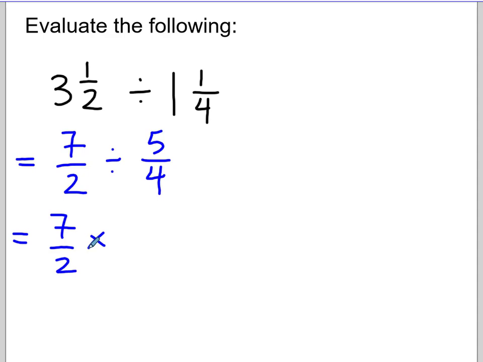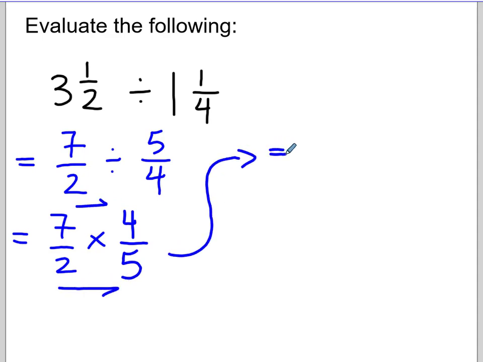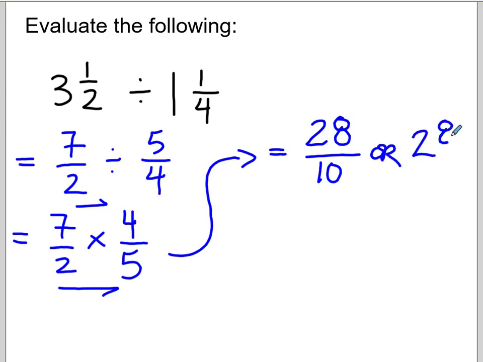So I'm switching to multiplication, and I'm changing from 5/4 to 4/5. That's the reciprocal. Multiply across the top, multiply across the bottom. I'm going to go over here just for space. This becomes 28/10, which is the same as 2 and 8/10, but I can go a little bit lower. I can go 2 and 4/5.